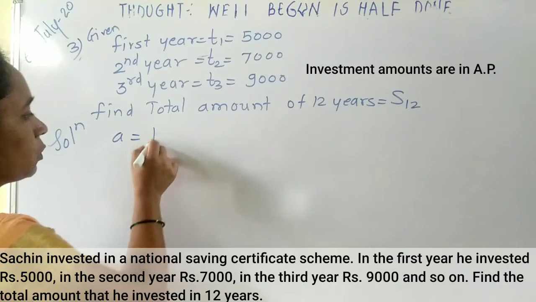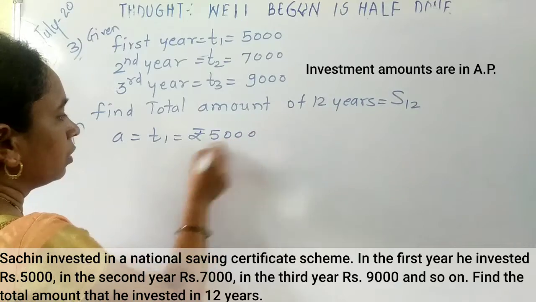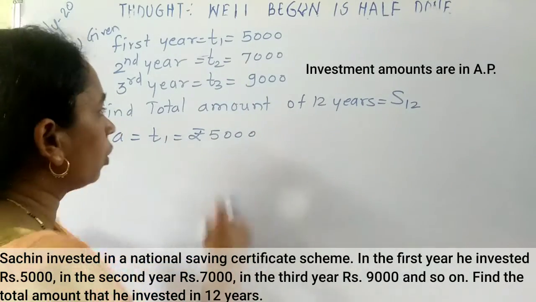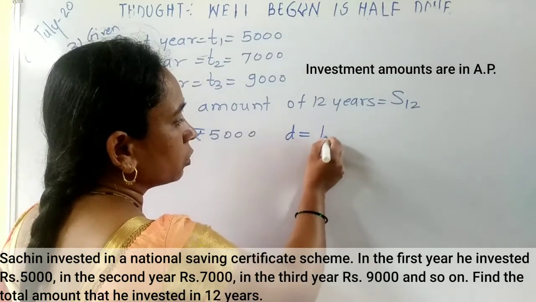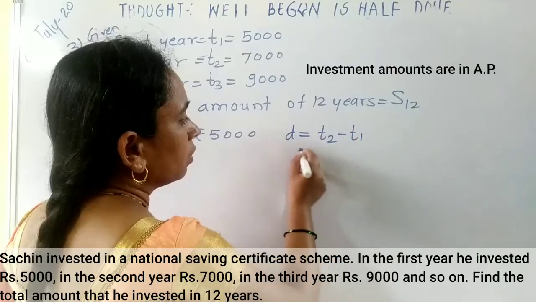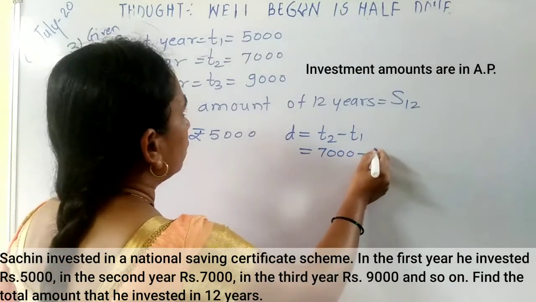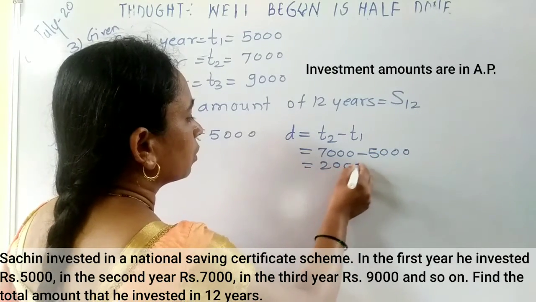So a is equal to T1. T1 is nothing but rupees 5000. T2 is given, that is 7000. T3 is 9000. So all things given I have written up. So we have to find out D. So D equals T2 minus T1, which is 7000 minus 5000. So we will get the answer 2000.